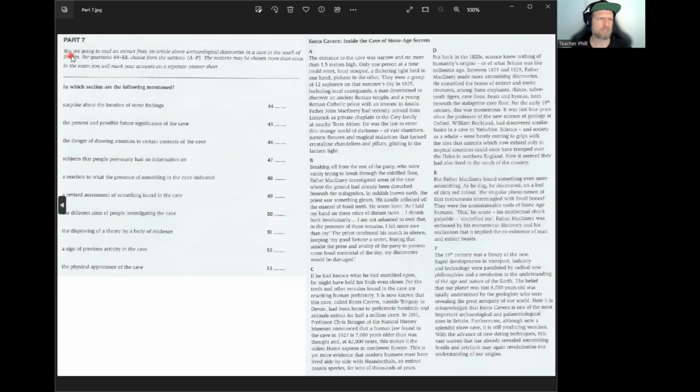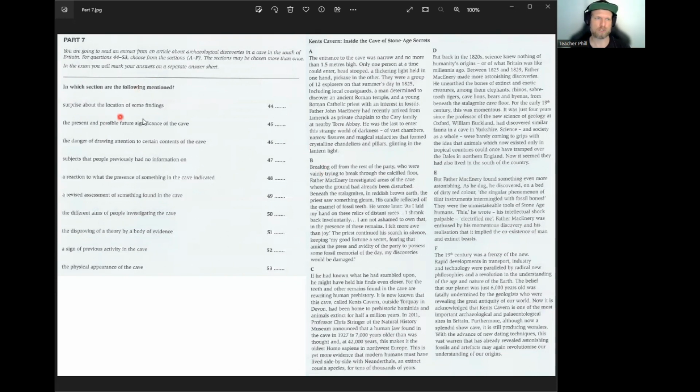At the beginning, we can read here, you're going to read an extract from an article about archaeological discoveries in a cave in the south of Britain. Okay, I can think of more interesting topics, but you might be into this kind of stuff, so you might find this more interesting. And so step 1 is always to look at the questions here.